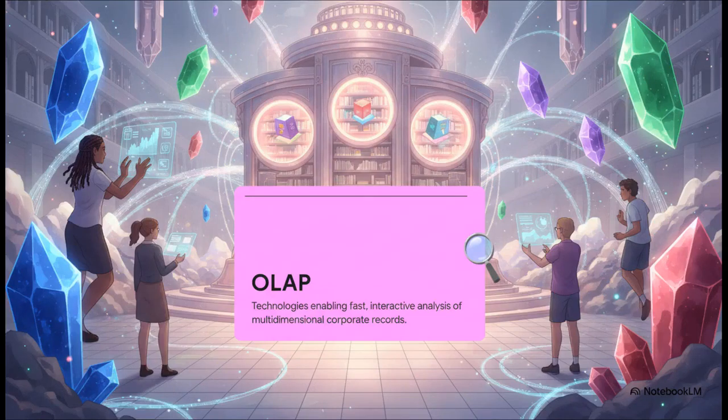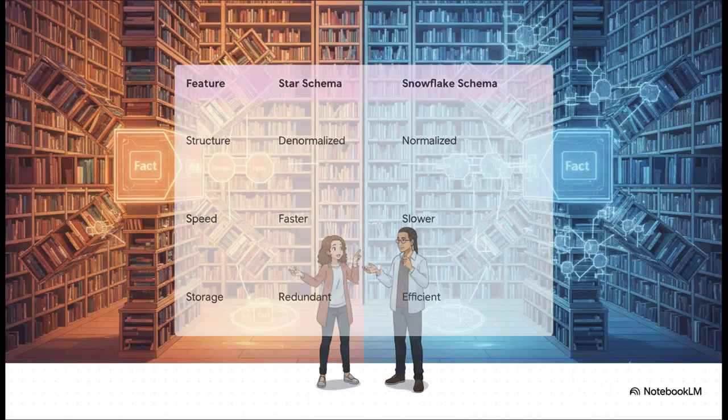To actually navigate this massive library, we use something called OLAP, or Online Analytical Processing. If your operational databases are built for super quick, single-row writes, like ringing up one single customer at the register, OLAP is the library's advanced indexing system. It's heavily designed for complex, read-heavy analytical queries that can scan millions of rows in seconds to find long-term trends. Now, what's really interesting about this slide is seeing how we actually organize the bookshelves in this massive library.